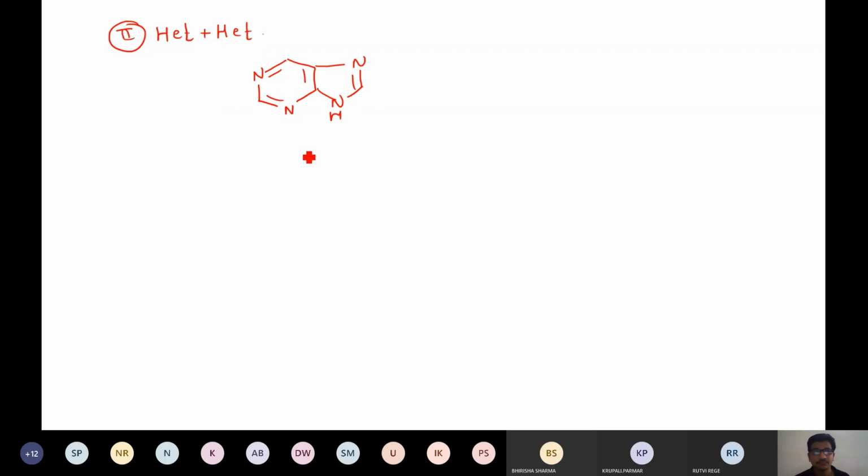Anyone can identify this? It is a combination of a pyrimidine and an imidazole. So can you identify this? Anyone?